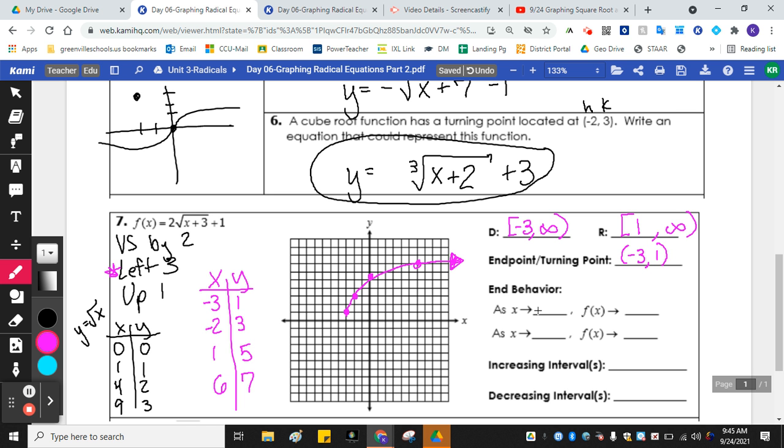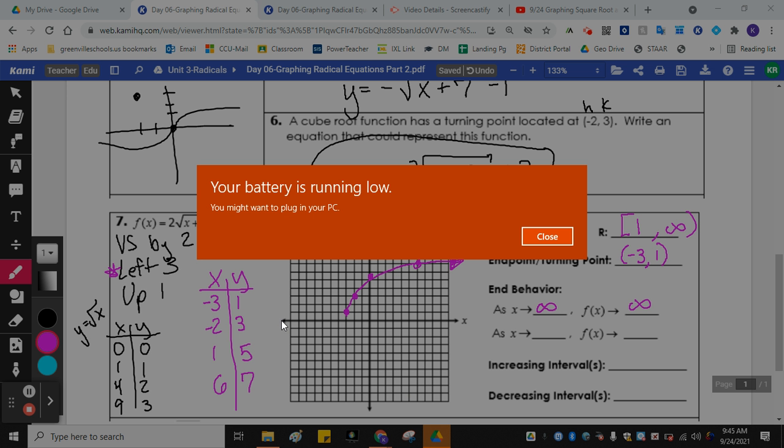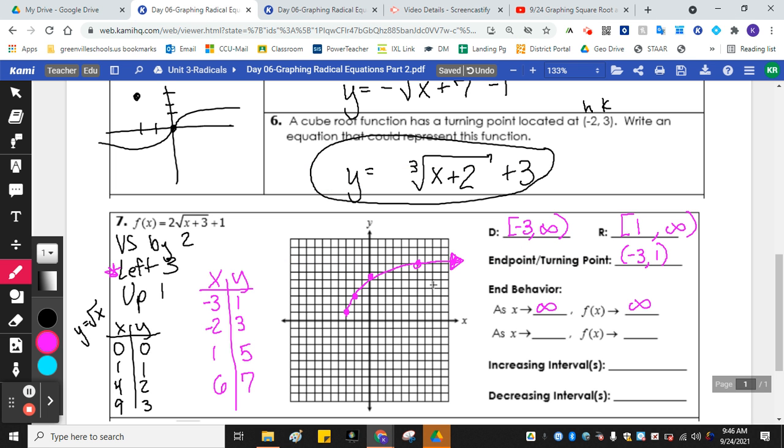And end behavior: as x goes to positive infinity, y goes to positive infinity. As x comes to positive infinity, the right side, my graph is also going to positive infinity. We're going to work on end behavior for the rest of the year, basically. As x goes to, and usually it'd be negative infinity, but this graph isn't going to negative infinity, so as x goes to -3, because the left side of the graph ends at -3, y will go to 1.